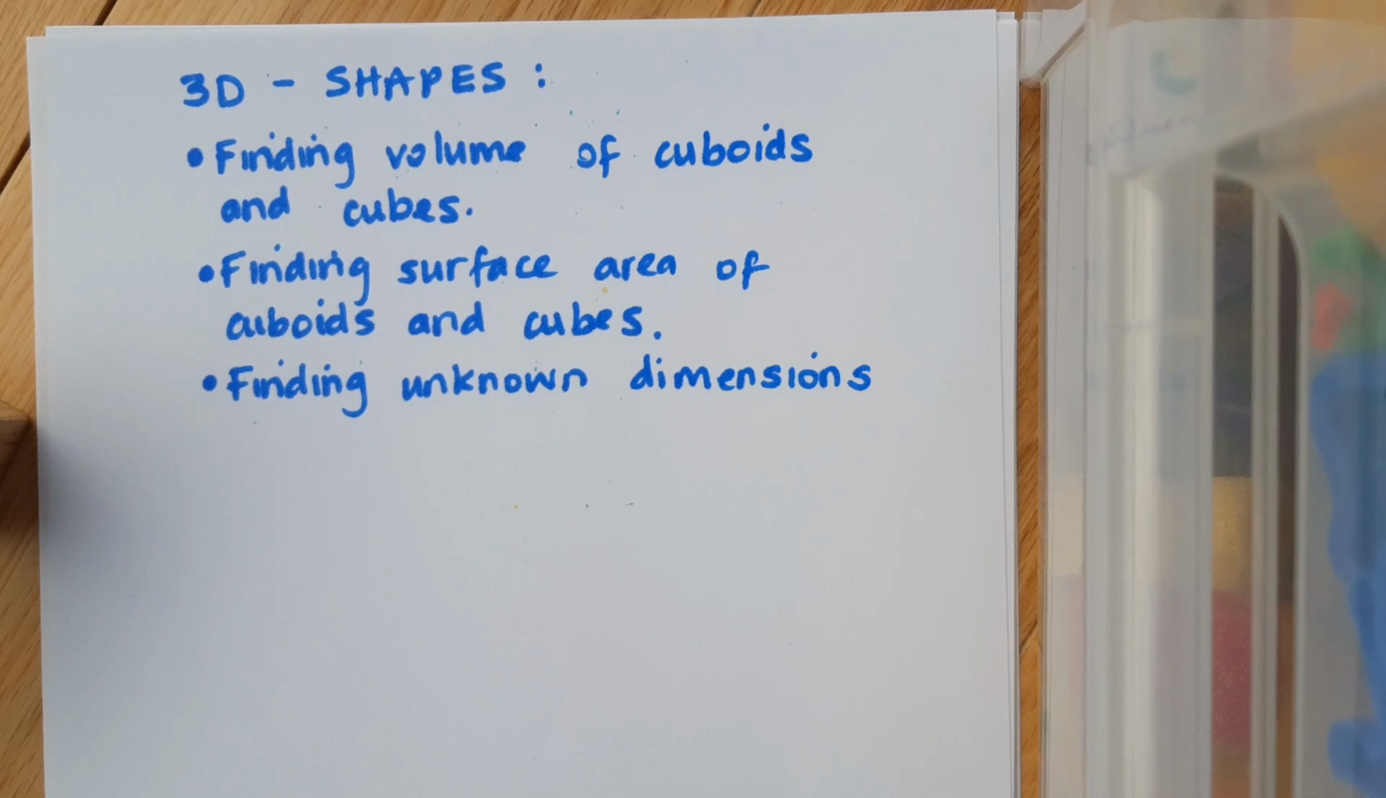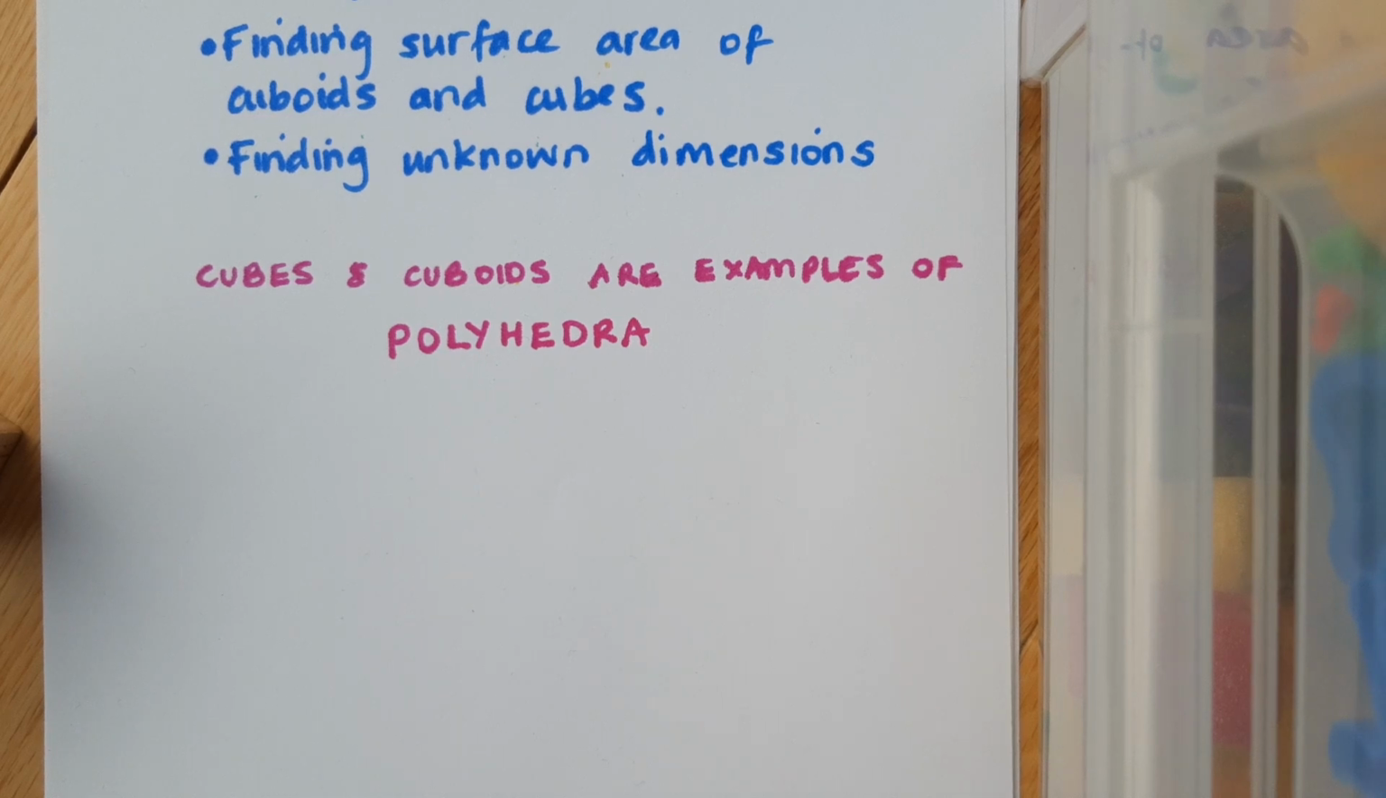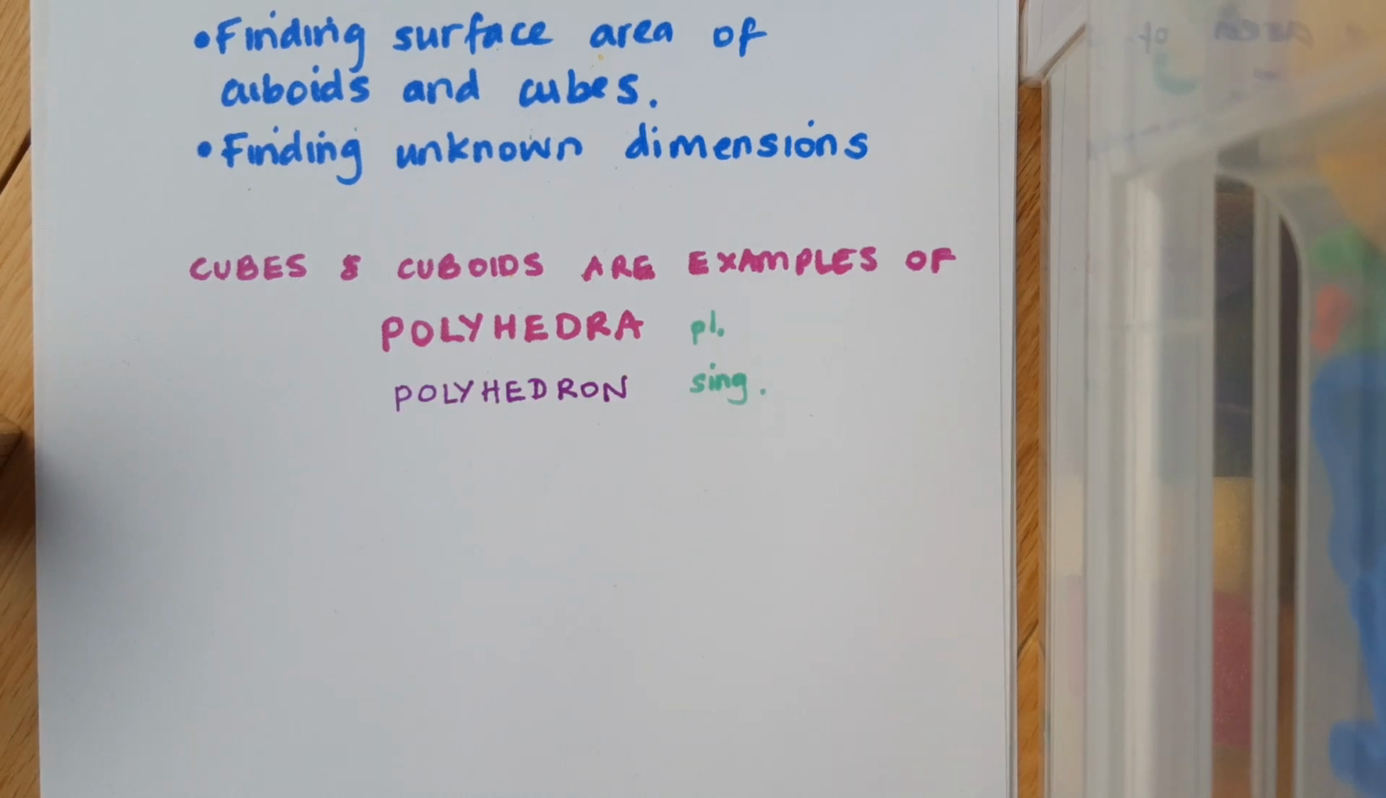This video is about 3D shapes. We're going to focus on finding the volume of cubes and cuboids and their surface area, and then also finding unknown dimensions. So cubes and cuboids are 3D shapes, and they're examples of polyhedra. Now polyhedra is the plural, and one is a polyhedron. And a polyhedron is a three-dimensional shape where all the sides are flat.